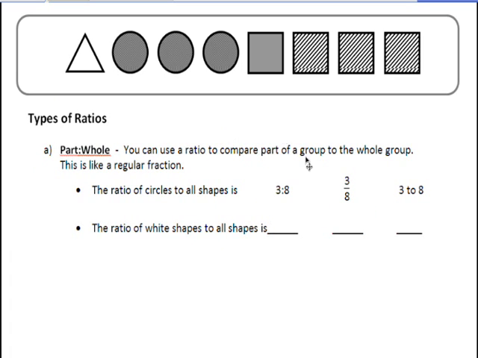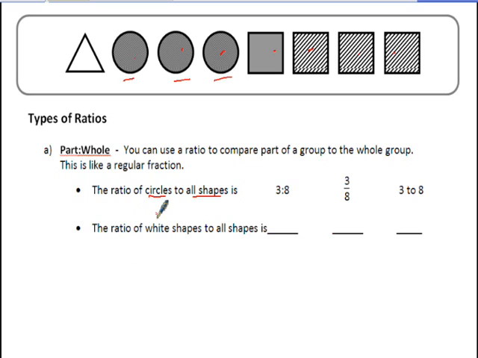You can use ratios to compare part of the group to the whole group. This is like a regular fraction. So in this case, the ratio of circles to all shapes is 3 to 8. You'll notice that there's 3 circles, so our first term is 3. And then when we look for all shapes, notice that we need to count the circles again. So there's 1, 2, 3, 4, 5, 6, 7, 8. 8 shapes in all, including the circles. So the ratio of circles to all shapes is 3 to 8, 3:8, or 3/8.